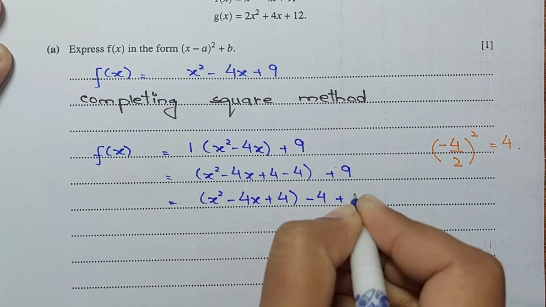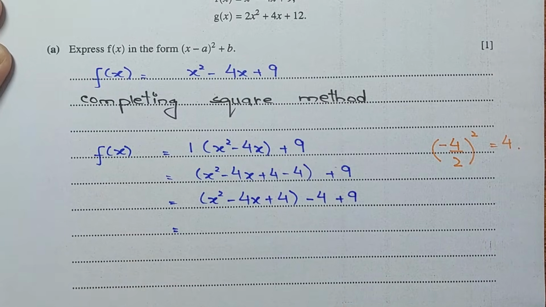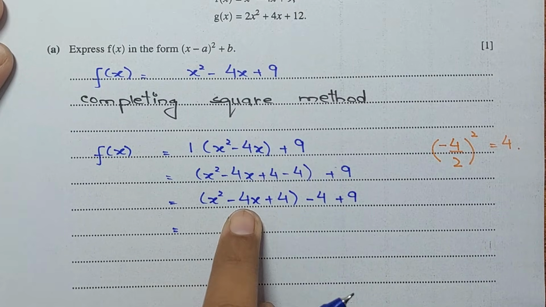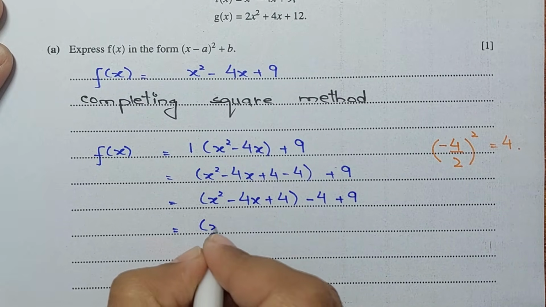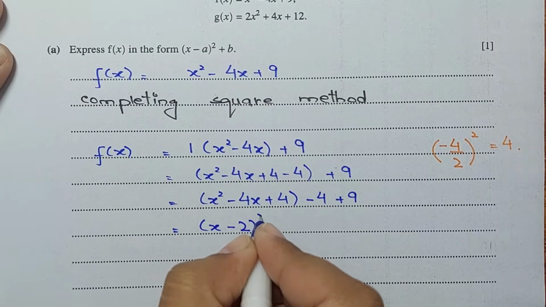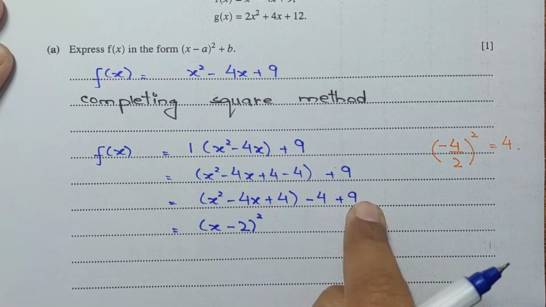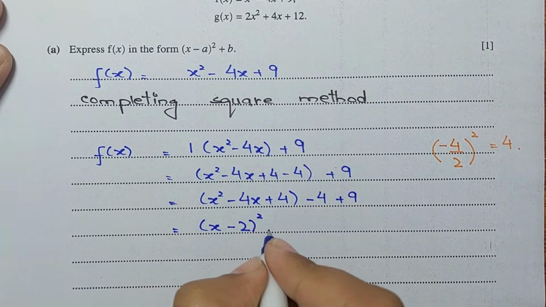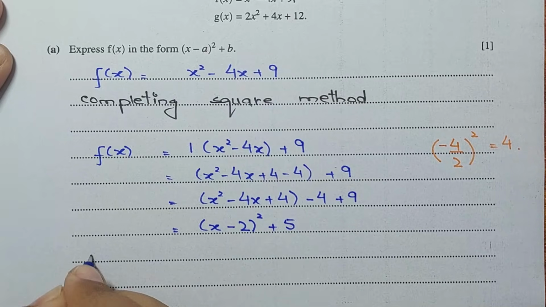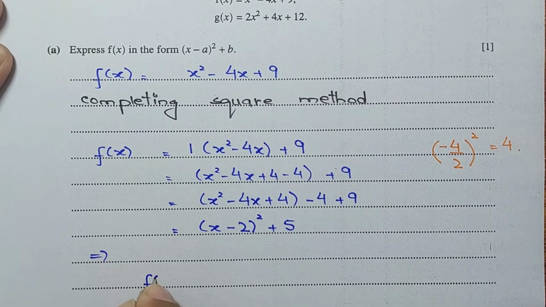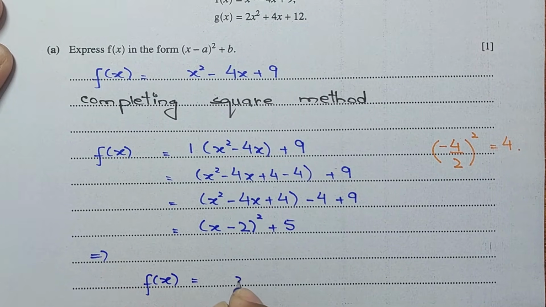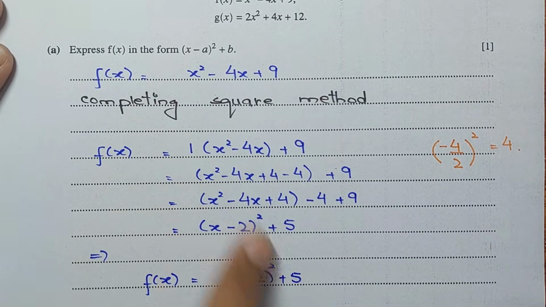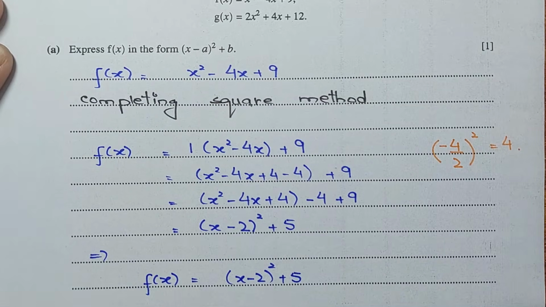Negative 4, positive 9. Now when you complete the square, you can see a square minus 2ab plus b square. This is x minus 2 whole square. And from 9 take away 4, you will get 5. So the function f of x can be written in the form x minus 2 whole square plus 5. So a value is 2 and the b value is 5. We have expressed it.